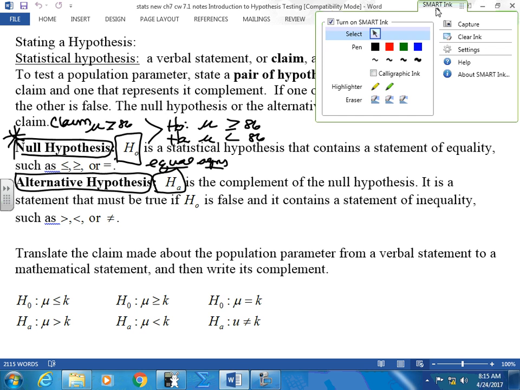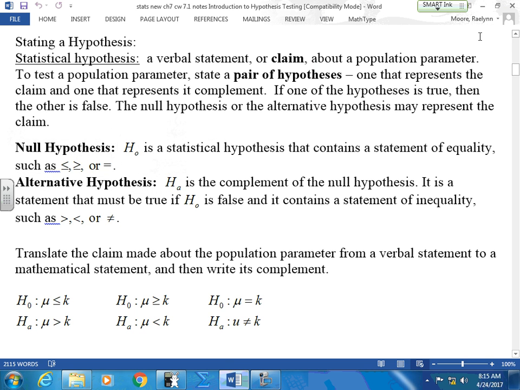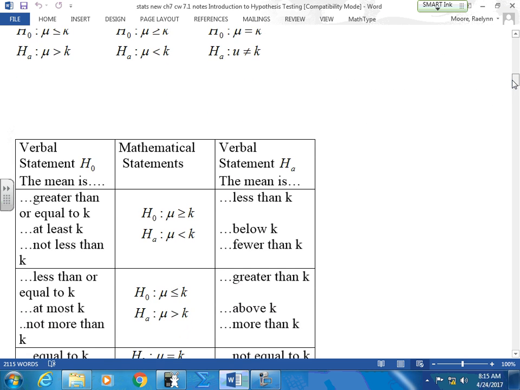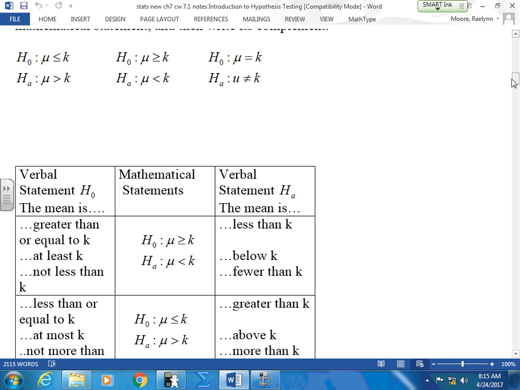These are what your claims are going to look like, guys. And I know it's hard to visualize yet because we don't really have anything just yet. So if my statement says less than or equal to, then my opposite says greater than. And here it is in words. If my HO is less than or equal to, then my opposite, my alternate one, is greater than. It's just a chart in words.